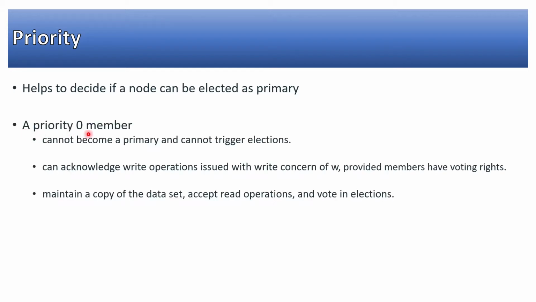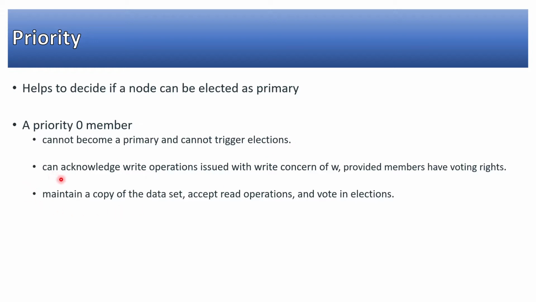A priority 0 member cannot become a primary. Please make a note of this: a member with priority 0 cannot become a primary, and it cannot trigger elections. For example, if a primary has gone down, the other node with priority 0 cannot trigger an election. It cannot tell the cluster that yes, I want to become primary. That is what it means.